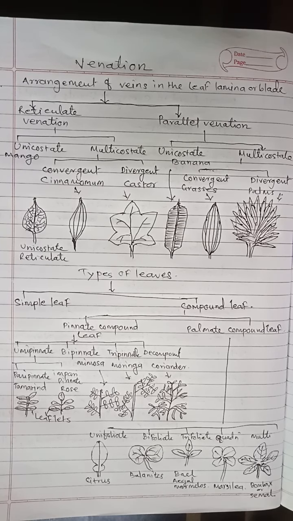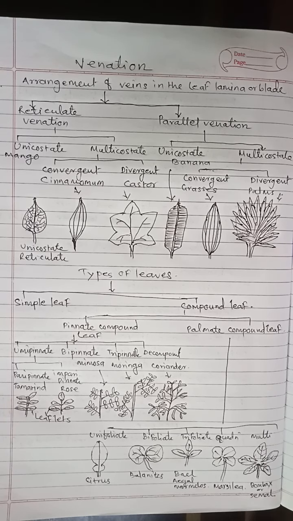Then third one, that is trifoliate. In this type, leaf has three terminal leaflets. Three terminal leaflets are present. Such type of leaf is found in Aegle marmelos or bael plant and oxalis, where the leaf is having three leaflets. In quadrifoliate, four leaflets are attached to the tip of petiole. Such type of leaf is found in pteridophyte, that is Marsilea plant.